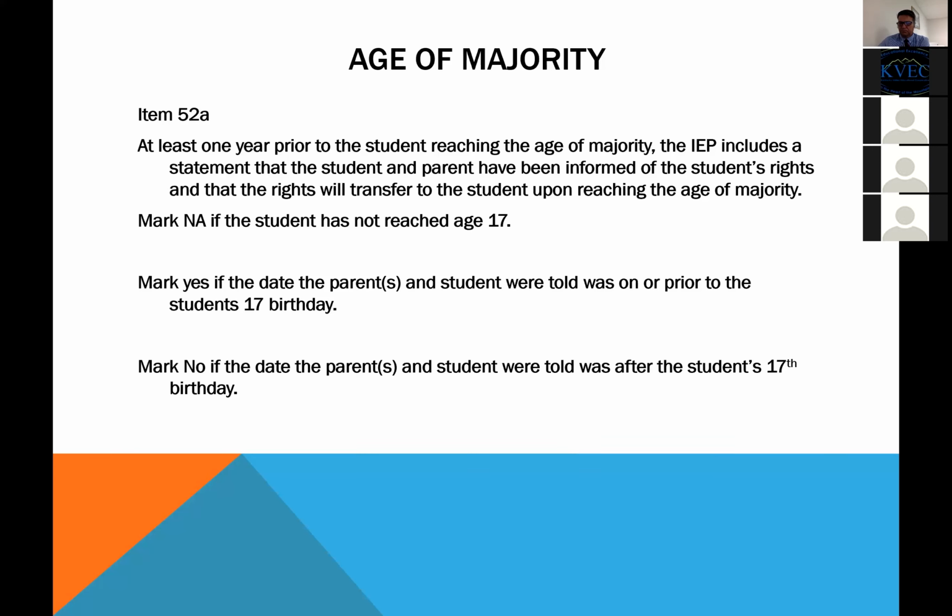So we'll mark NA if the student's not yet reached 17, and mark yes if the date the parents and the student were told was on or prior to the student's 17th birthday. So once you put that date in there, it'll populate every year. The same date that you told them will populate every year, so you don't have to write that in every year. It will self-populate. And you're going to mark no if the date the parent and student were told was after the student's 17th birthday. So just make sure you do it at age 16, and that'll solve the problem.